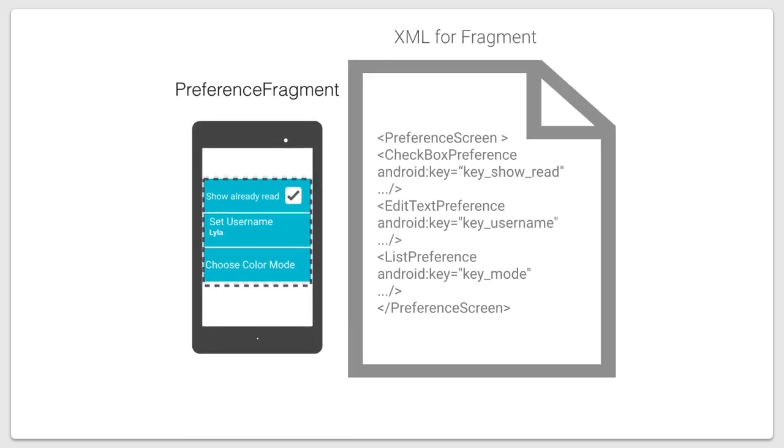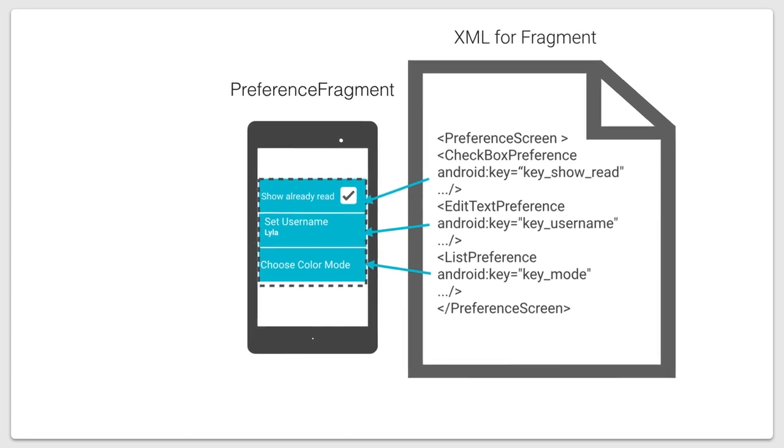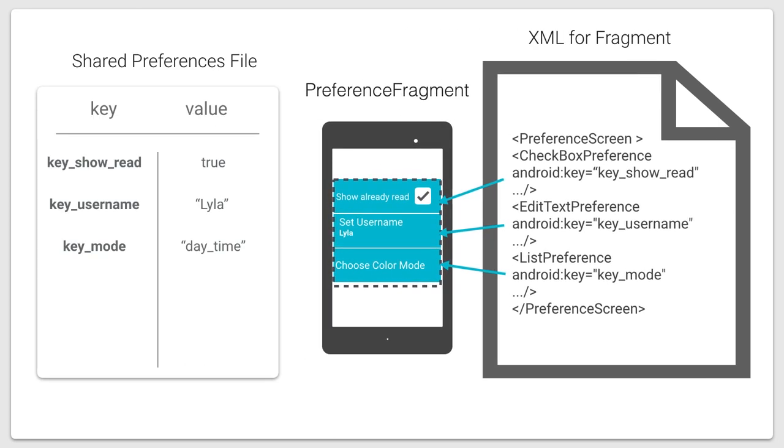Preference fragments populate themselves with preferences defined in XML. This is much like how our activity layouts are also created in XML. The XML is used to generate UI widgets in the fragment. When the user changes these values in the widgets, this automatically updates associated key-value pairs in the shared preferences file. Then, when you need to actually know the value of the preference, you can then read from the shared preferences file in your app.